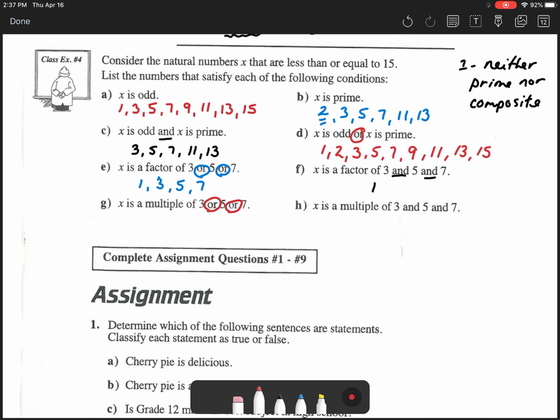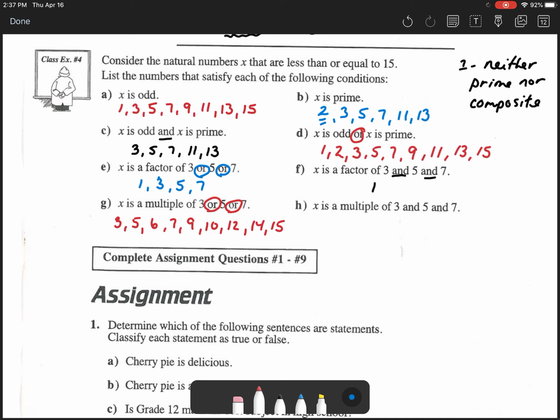All right. Next, x is a multiple of 3 or 5 or 7. Now multiples again are basically counting by that number. So the multiples of 3 would be 3, 6, 9, 12, 15, etc. The multiples of 5 would be 5, 10, 15, 20, etc. And for 7, the multiples would be 7, 14, 21, 28, 35, okay, etc. So if it's a multiple of any of those numbers and we're using the word or, it just has to be a multiple of any of those numbers. So it's going to be quite a long list, right? 3, 5, 6, 7, 9, 10, 12, 14, and 15.